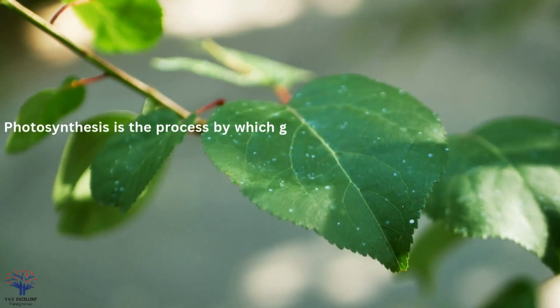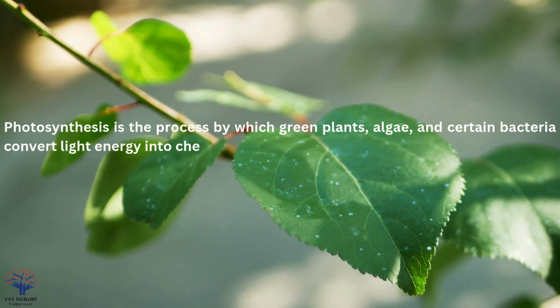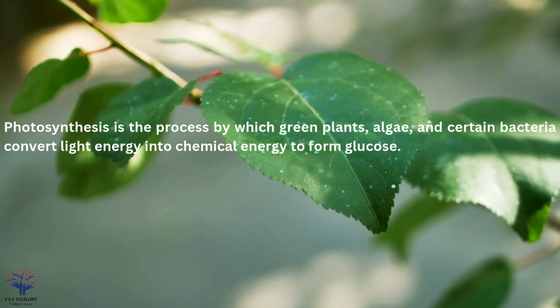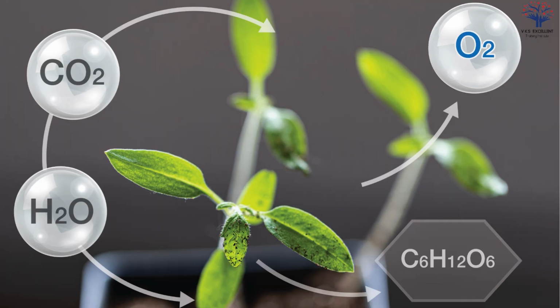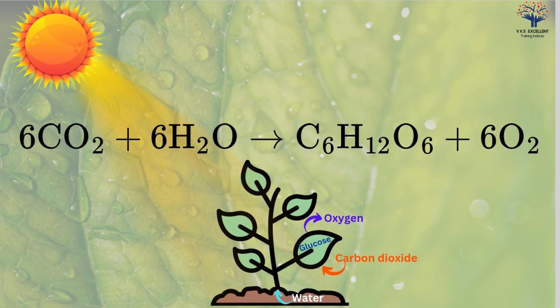Photosynthesis is the process by which green plants, algae, and certain bacteria convert light energy from sunlight into chemical energy to form glucose. The reaction can be written as carbon dioxide plus water gives glucose and oxygen in the presence of sunlight. Here is the balanced chemical reaction of photosynthesis.